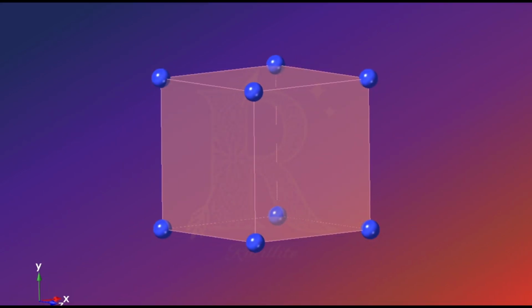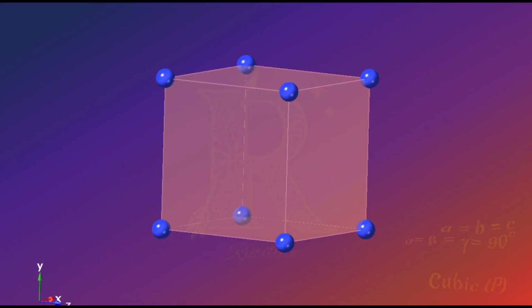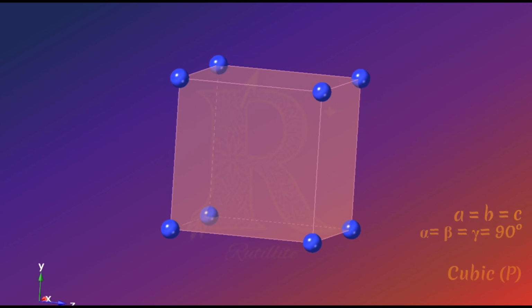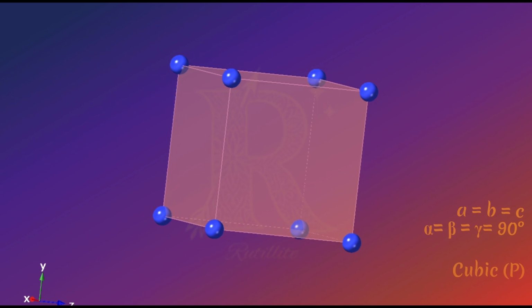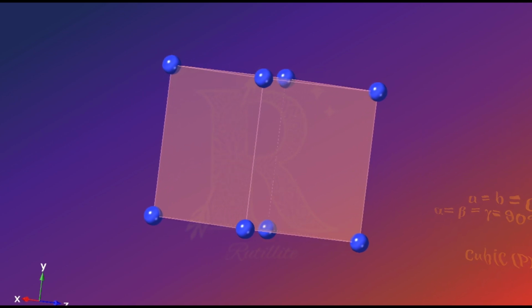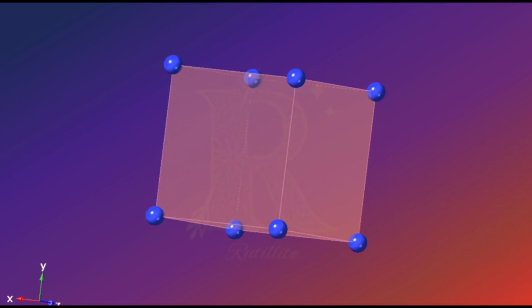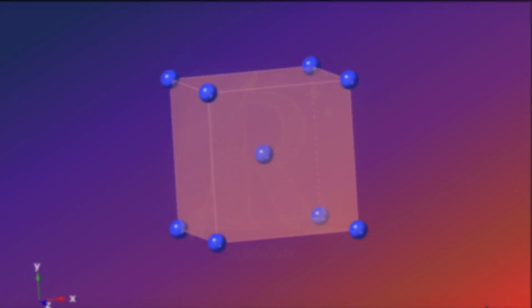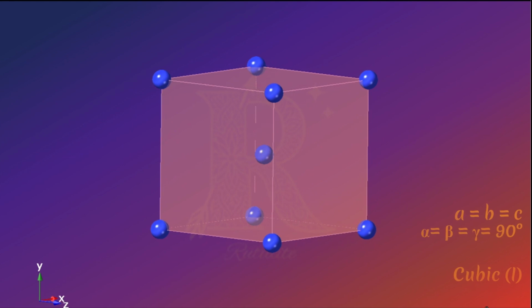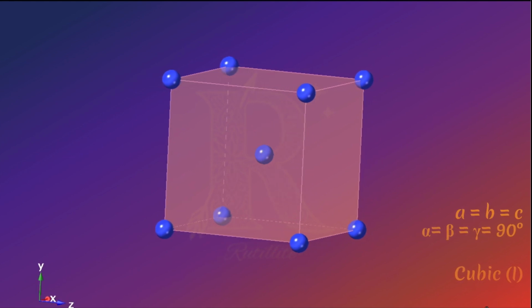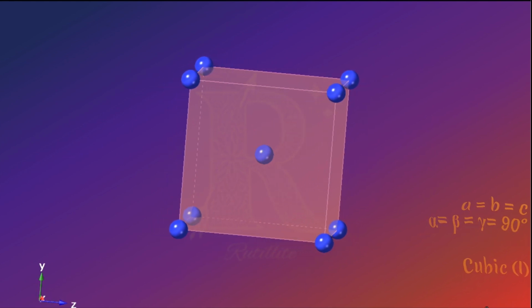First, we have the cubic system, the most symmetric of all. All edges are equal, and all angles are 90 degrees. Think of a perfect cube, simple, balanced, and highly symmetric. Simple cubic, rare and fragile, but polonium takes this form. Body-centered cubic, for example iron in its alpha form, arranges atoms not just at the corners, but one right at the center.